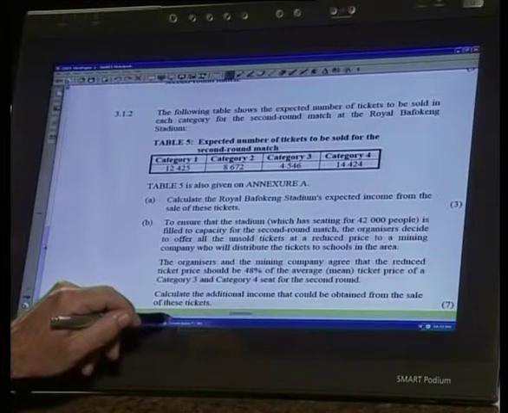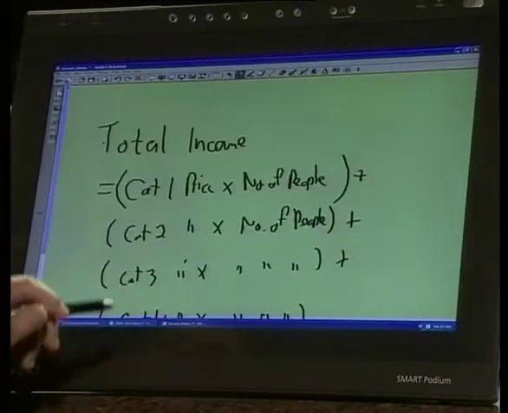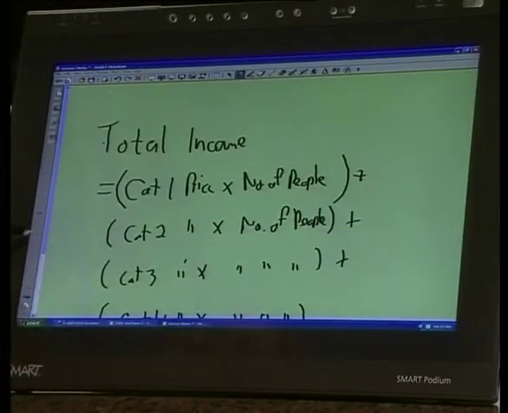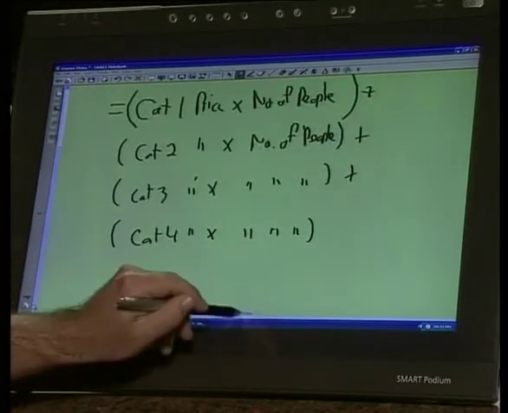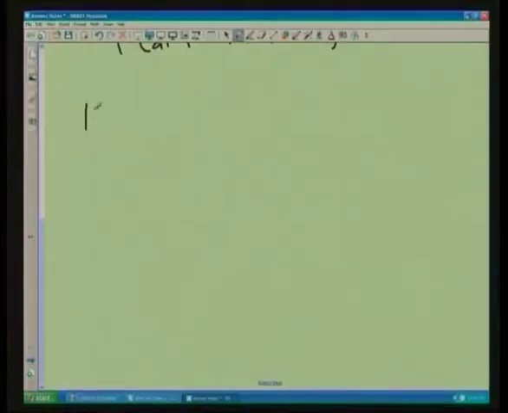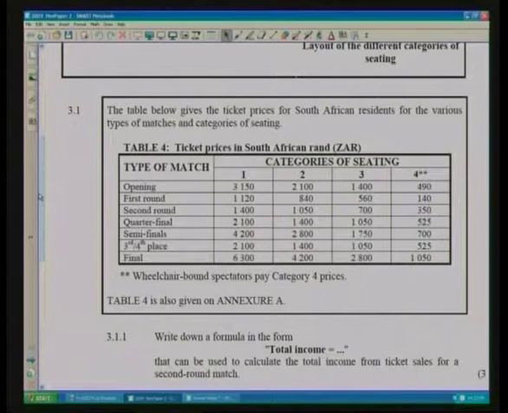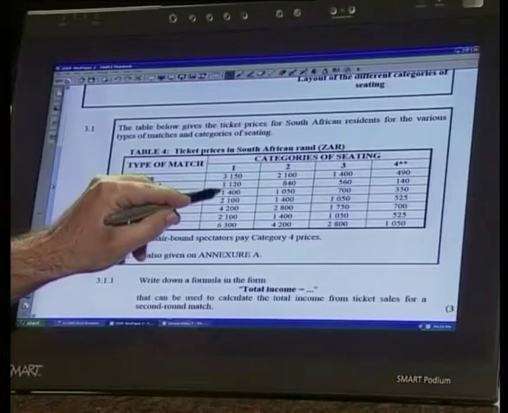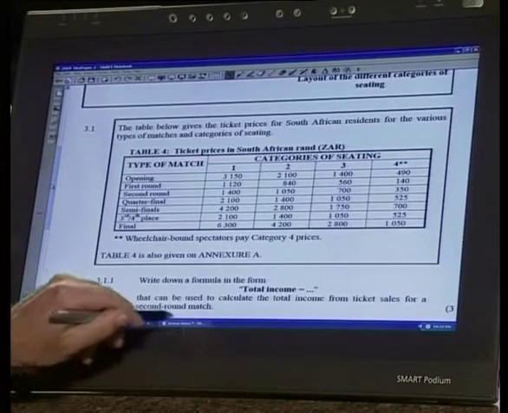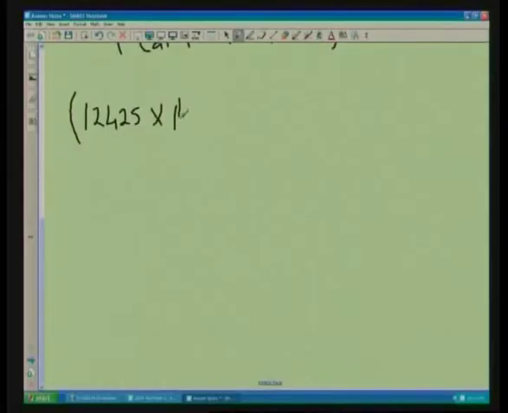All right, category 1 has got 12,425 people. So that's 12,425, and we've got to multiply that figure by the price of a ticket. Let's go and check quickly what that was again. Remember, we're interested in the second round match. So that's over here. Second round match for category 1 is 1,400 Rand. So we're going to multiply by 1,400.